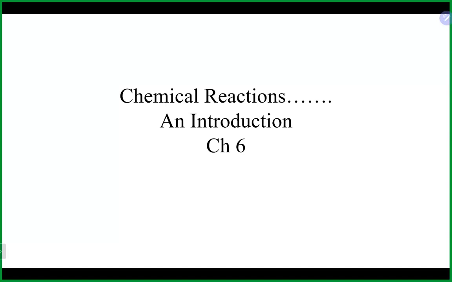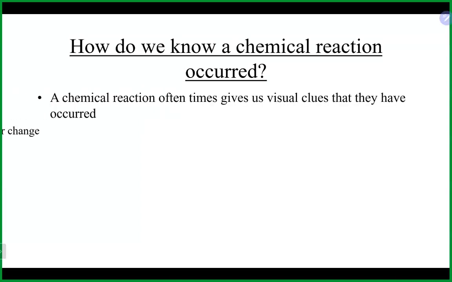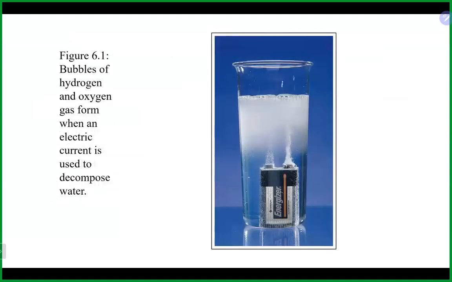All right, so chapter 6 is kind of a short little chapter about chemical equations and really balancing equations and how to balance them. And that's what we're going to talk about in this chapter here. So first off, how do we know really a chemical reaction has occurred?